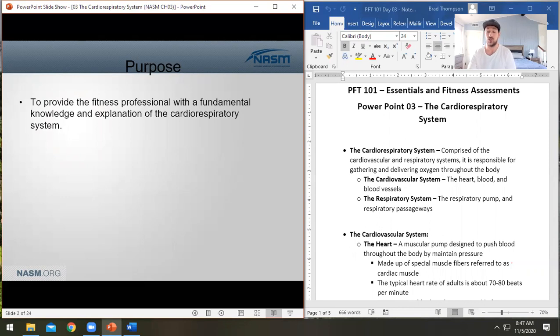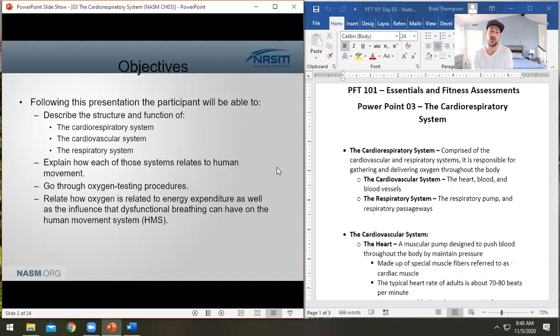So purpose of this lesson, we want to have a pretty fundamental overview and knowledge of the cardiorespiratory system, sort of what it is, how it functions, what its anatomy is. And then after this lesson, we want to be able to describe the structure of your cardiovascular system, the structure of your respiratory system, and how those two systems come together to make up your cardiorespiratory system. So there's another example of interdependent systems, right?